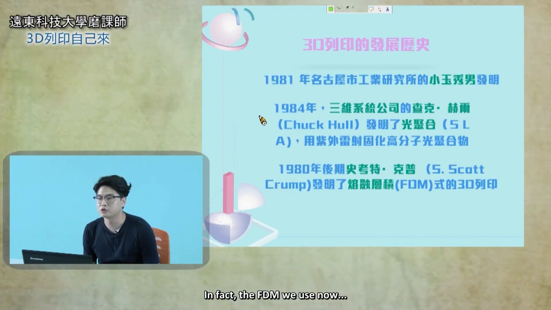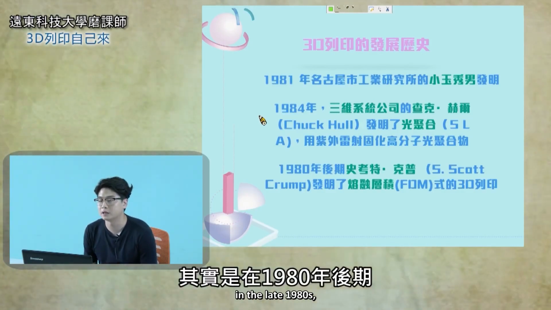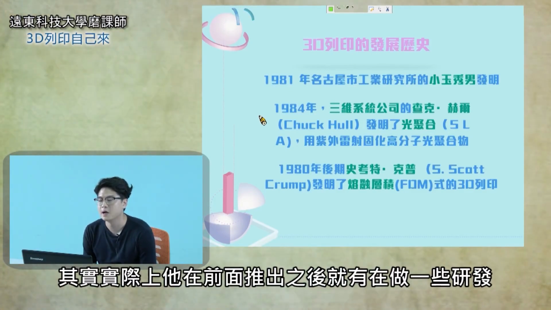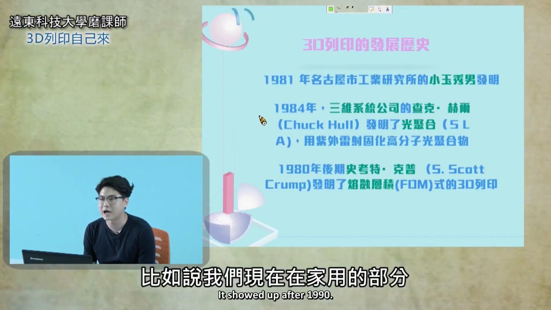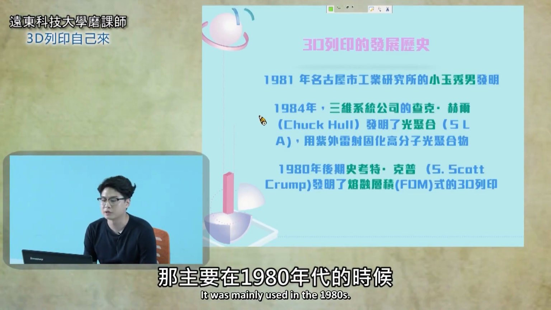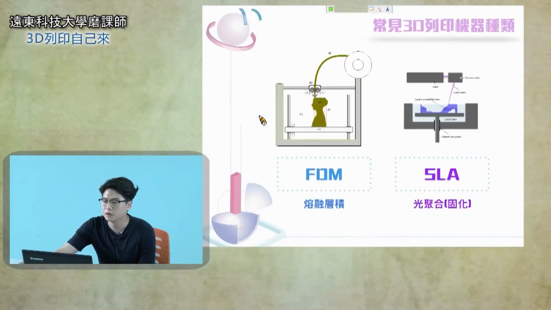In fact, the FDM we use now is a fused deposition machine from the late 1980s. It has been through research and development since the earlier launch. It can be carried out in the mass production stage. In terms of household machines, they showed up after 1990. SLA was mainly used in the 1980s. The so-called FDM appears in its later stage.